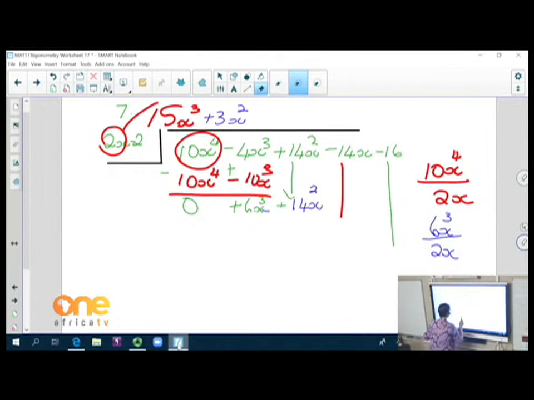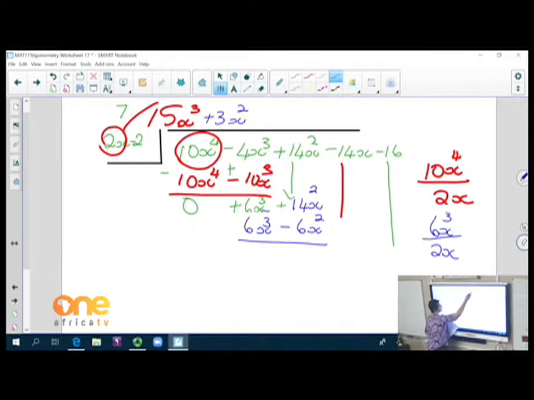Right, let's look at this sum again. So if we multiply there, it is then 6x to the power of 3. And if you multiply here, you have negative 6x squared. So we're going to subtract. So we change the second signs and add. This one eliminates. And now 14 plus 6 is 20x squared here. You bring down the negative 14x.